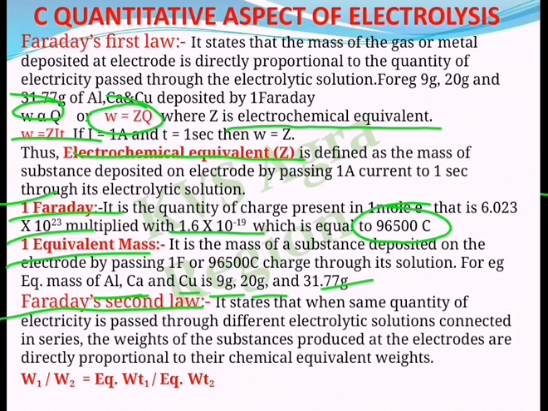Now Faraday's second law. Faraday's second law states that when the same quantity of electricity is passed through different electrolytic solutions connected in series, the weights of the substances produced at the electrodes are directly proportional to their chemical equivalents. Means W1 upon W2, that is the weights of the two metals deposited, is equal to the equivalent weight of one metal upon the equivalent weight of the second metal. So this is the mathematical relationship used in case of the second law.